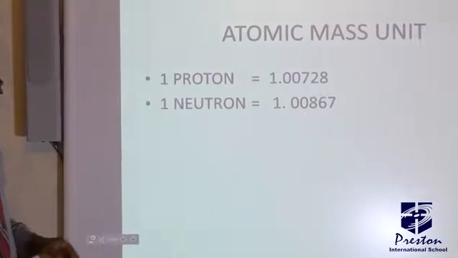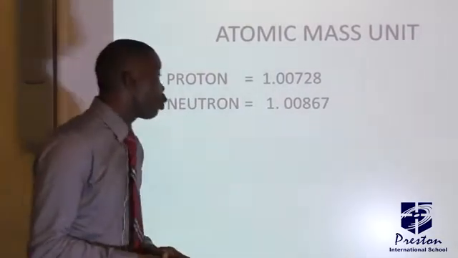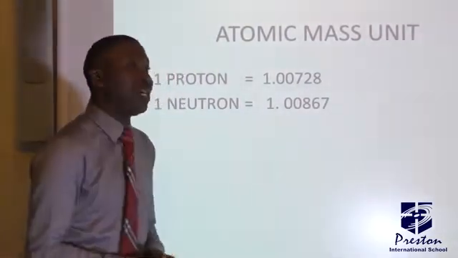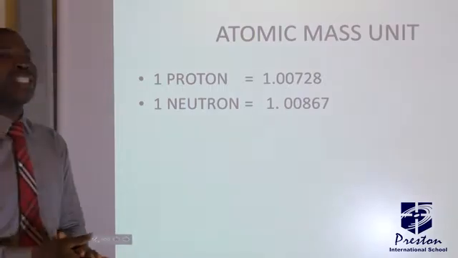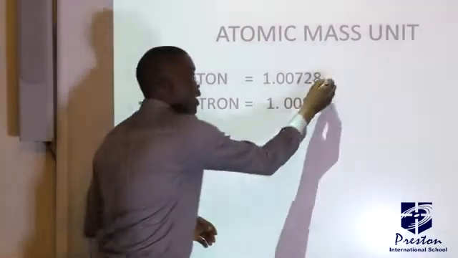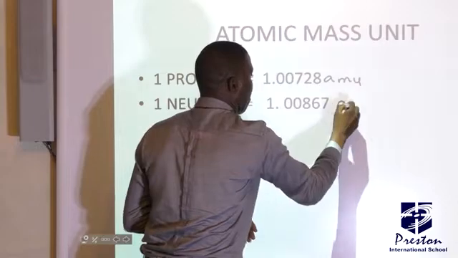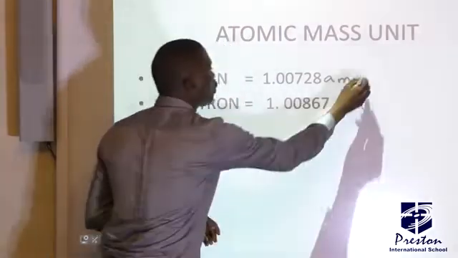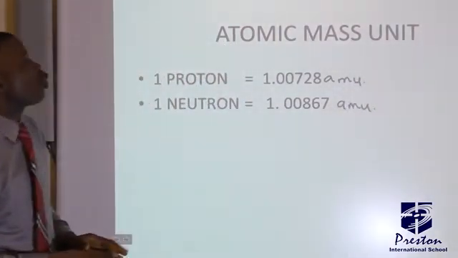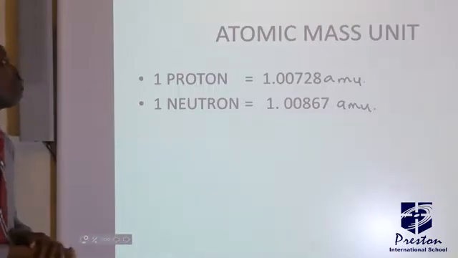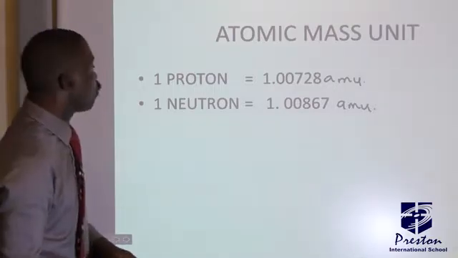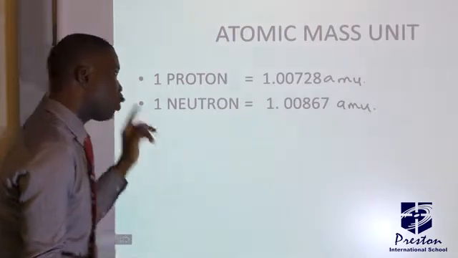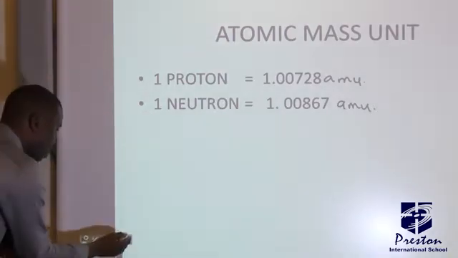Proton has its own mass, and neutron also has its own mass. We calculate it not in terms of kilograms, but in terms of atomic mass units. I want you to see the values here. It is 1.00728 for proton, 1.00867 for neutron. There's a reason for these values. Please take note of these values. Let them stay in your mind.